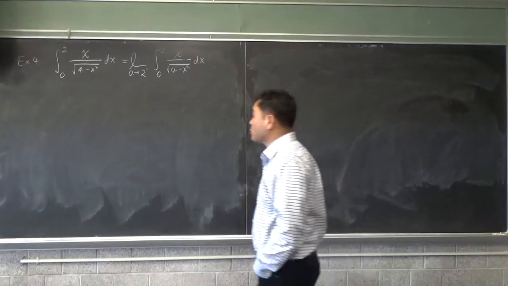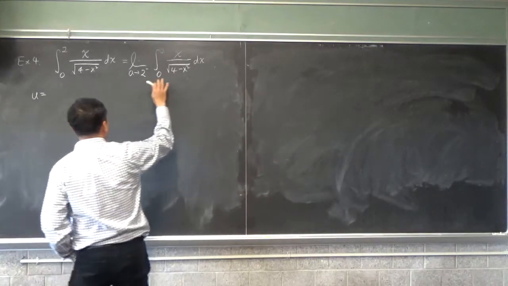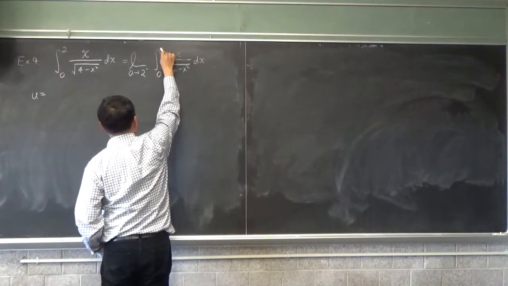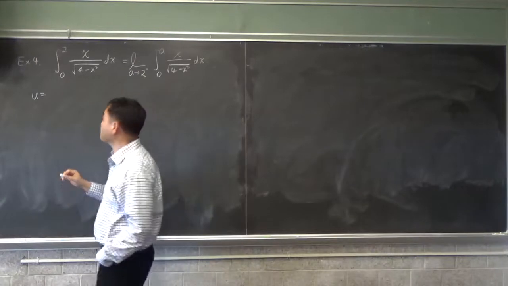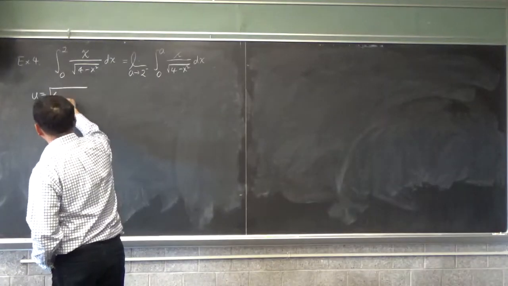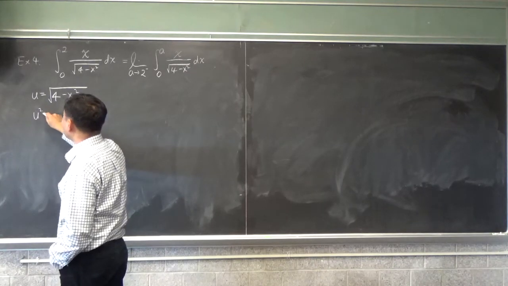Okay, now let's try to do u substitution. This time I will actually change the bounds as well. So what should I take u as? Take it as square root of 4 minus x squared, the entire thing, right? And then you square both sides.